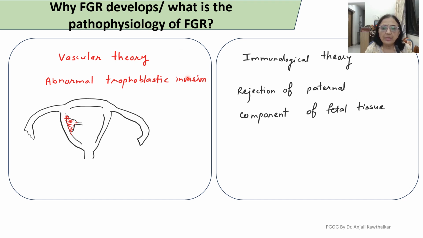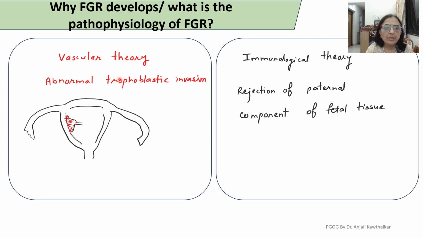Now, we have seen the gestational age and ways of calculating gestational age. Next question is, why does fetal growth restriction develop? What is the pathophysiology which is considered for fetal growth restriction? For that, there are two theories. One is a vascular theory and the other is an immunological theory.